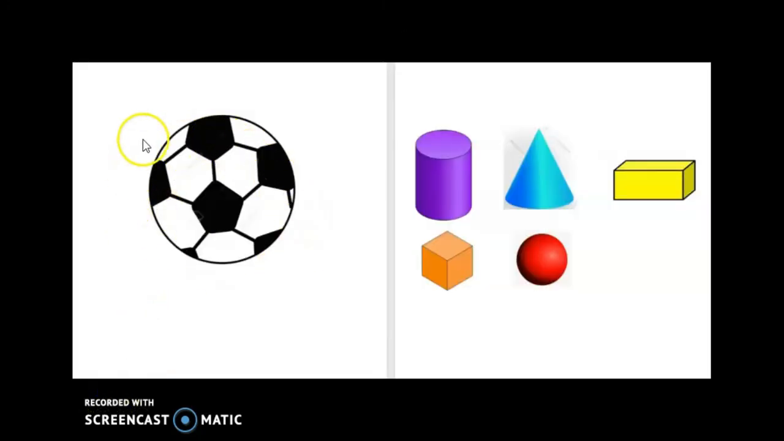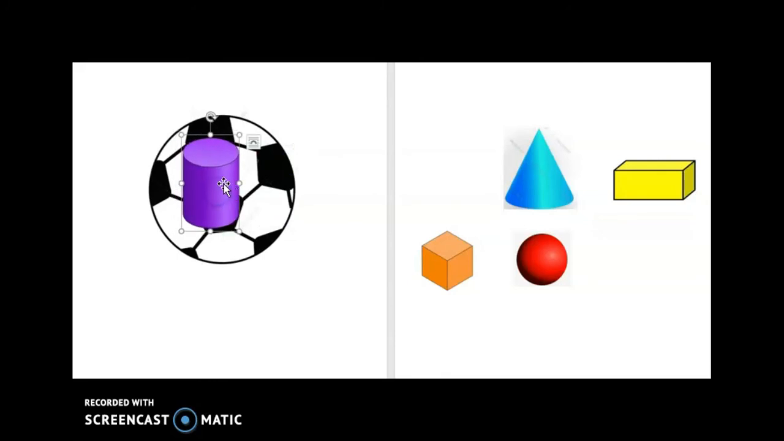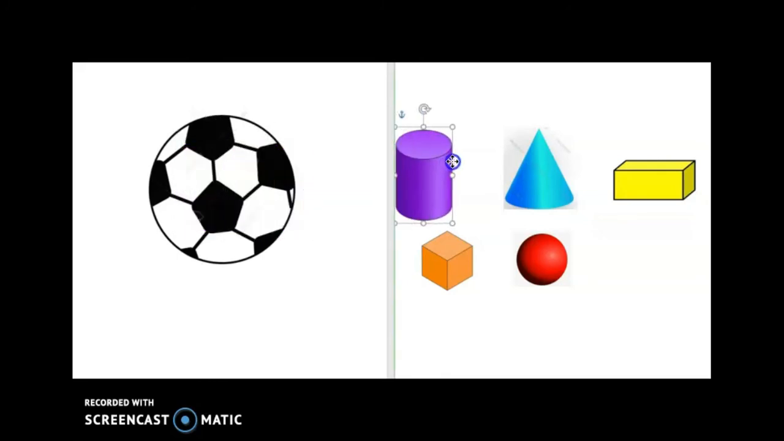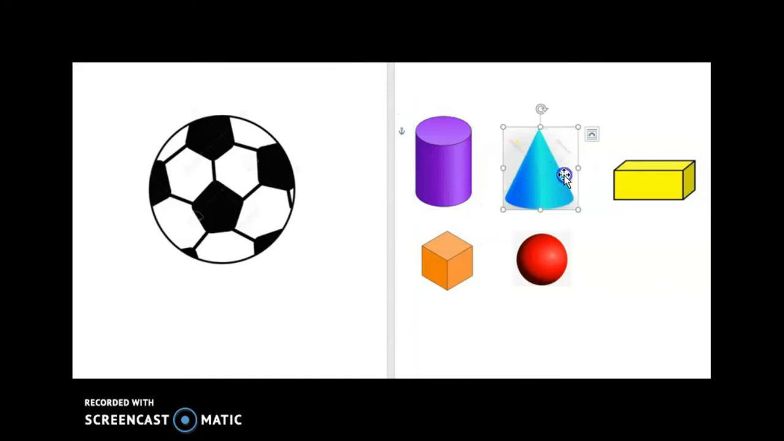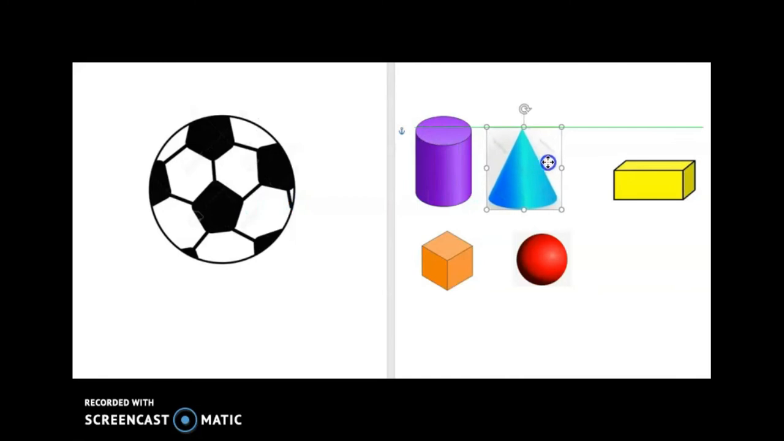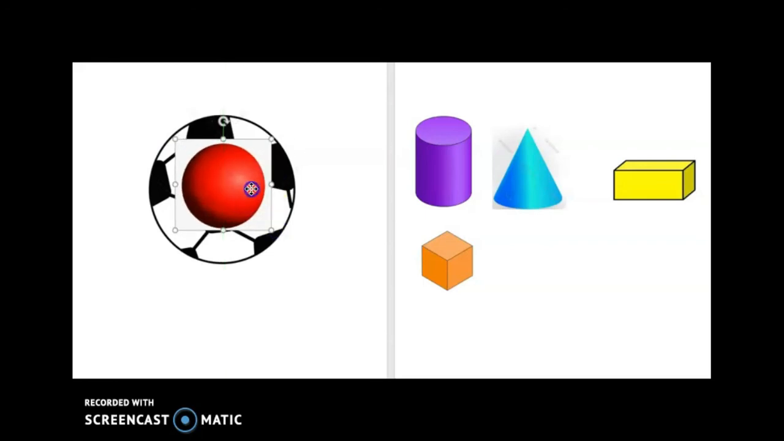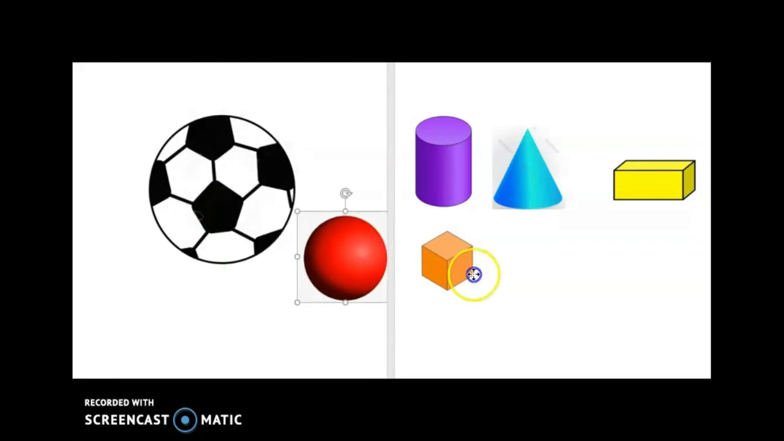Let's look at this ball and observe which of the 3-dimensional figures this ball looks like. Does it look like a cylinder? No. Does it look like a cone? No. Does it look like a sphere? Yes, this ball looks like a sphere.